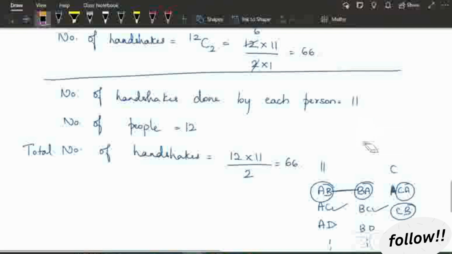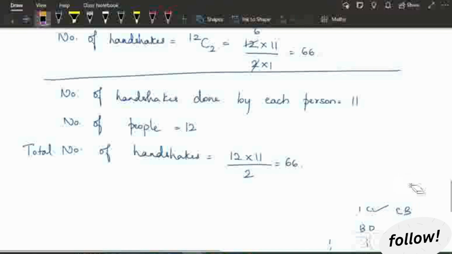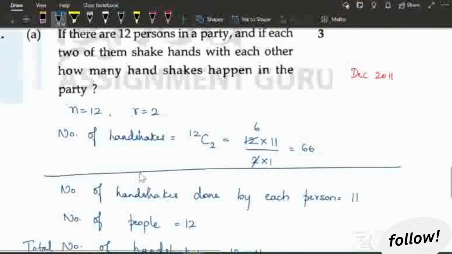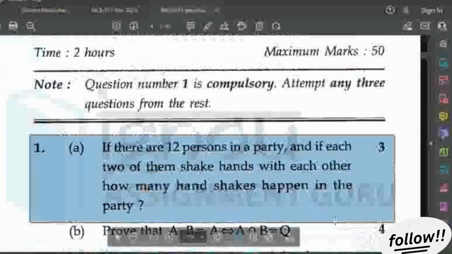You can give your answer either this way or using combinations. The combinations way is easy to explain. Totally, we have 12 people. The number of people required for a single handshake is 2. So out of 12, how many 2-2 combinations can be done? It is 12C2. Okay. It's a 3-mark question, a very simple, straightforward question.